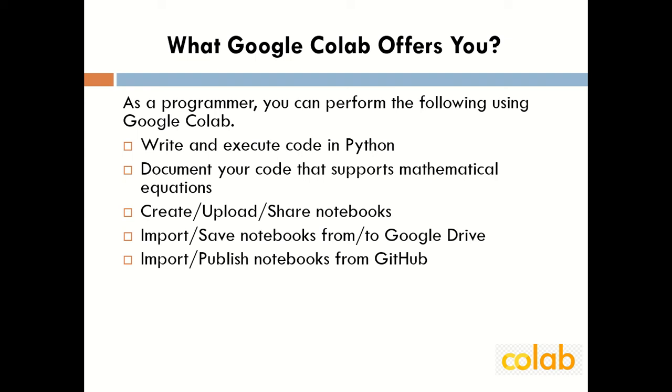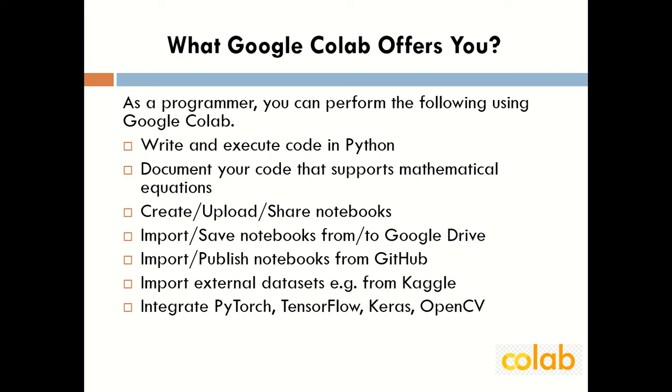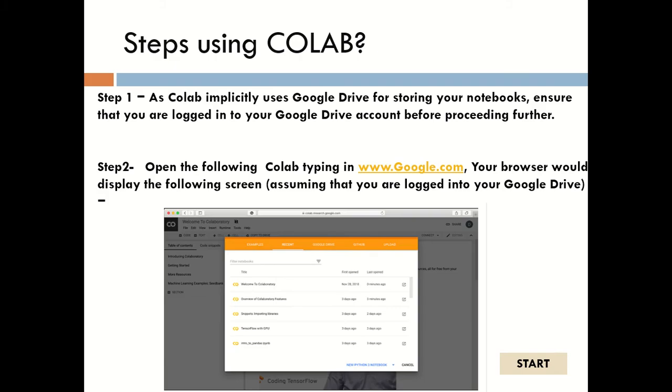So again, this is one of the advantages of Google Colab. You can import external data sets, even from Kaggle, you can import into your Google Colab, and many more libraries from various places you can add to your Google Colab. You can integrate PyTorch, TensorFlow, Keras and OpenCV also in your Google Colab. One more important point to be considered while using Google Colab is that it's a free cloud service with free GPUs. Now, which are the steps that we can follow while using Colab?